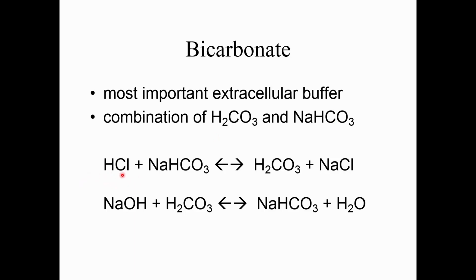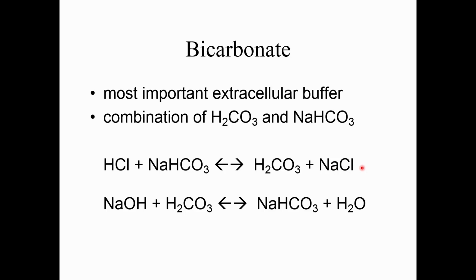Hydrochloric acid is a very strong acid. It's going to dissociate into a hydrogen ion and a chloride. That hydrogen ion, when it becomes free, will contribute to a decrease in pH. However, the bicarbonate form of the buffer pair can take up that proton, get turned into the weak acid form, carbonic acid, and now we have carbonic acid and sodium chloride, and no free hydrogen ion to change the pH.